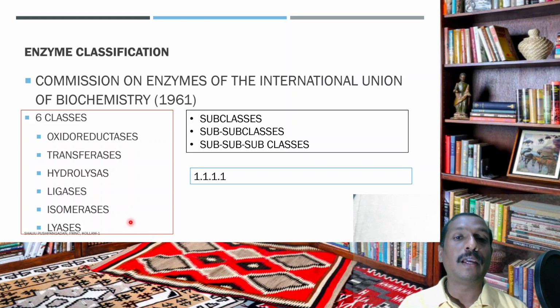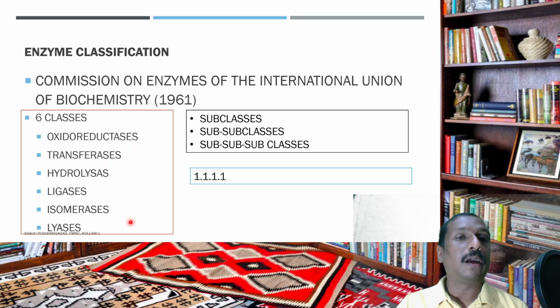If we say that a particular enzyme belongs to the fourth class, that means it is an enzyme coming under the class ligases. It may be a ligating enzyme. If an enzyme comes under class 3, we identify it as a hydrolyzing enzyme. If it comes under class 5, it may be an isomerizing enzyme. If an enzyme comes under class 1, it is an oxidoreductase enzyme catalyzing a redox reaction. If an enzyme belongs to class 2, definitely we will say it is a transferase enzyme.